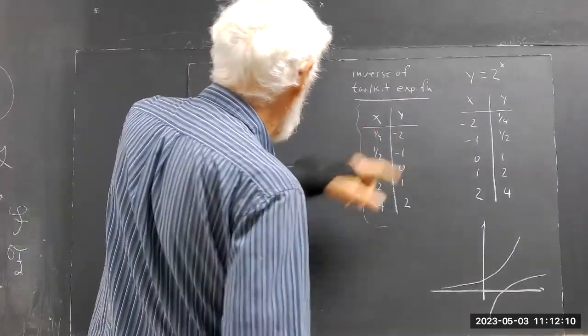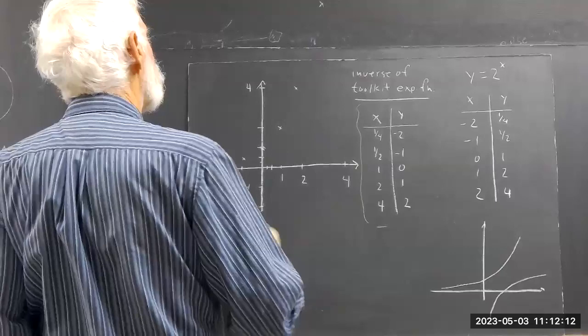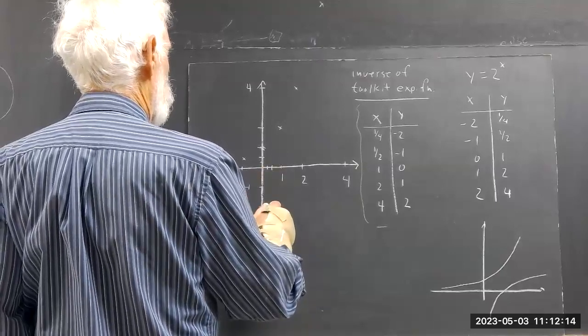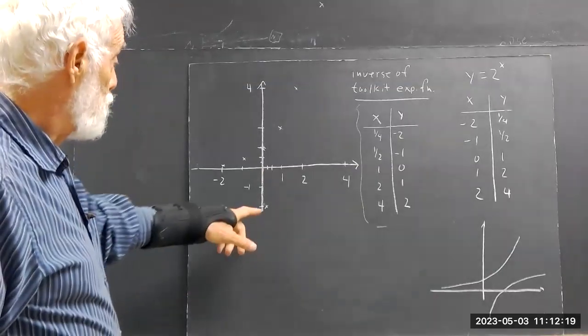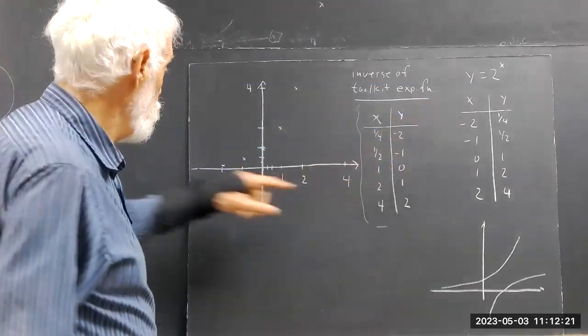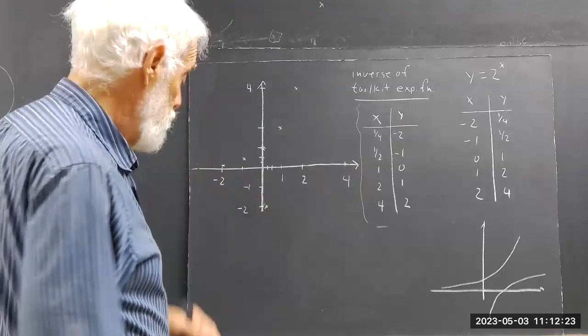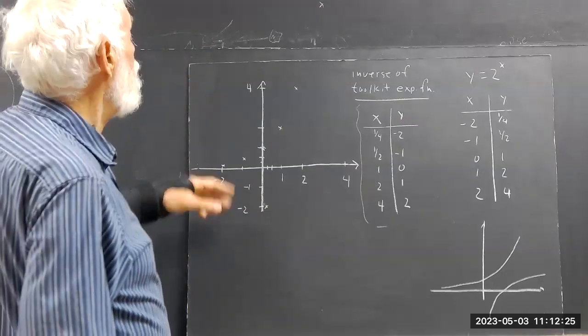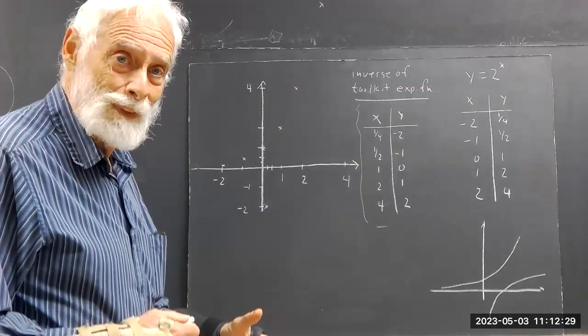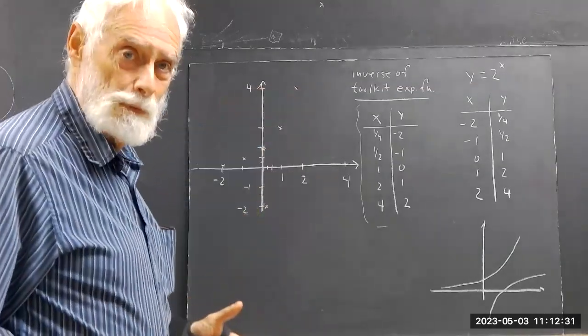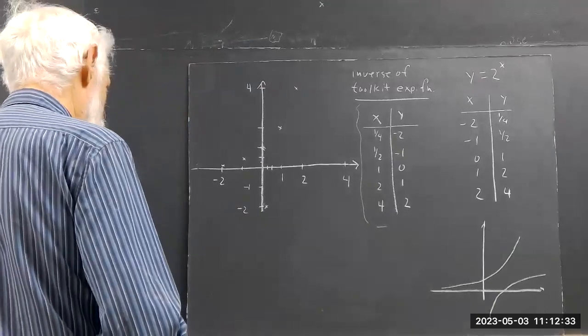So 1/4, -2. Well, here's 1/4, and here's -2. Now this corresponds to the point (-2, 1/4) over here. Okay, and you can kind of see how it does. It's like we've switched the axes. It's also like we flipped the paper over. And you can think of how that works.